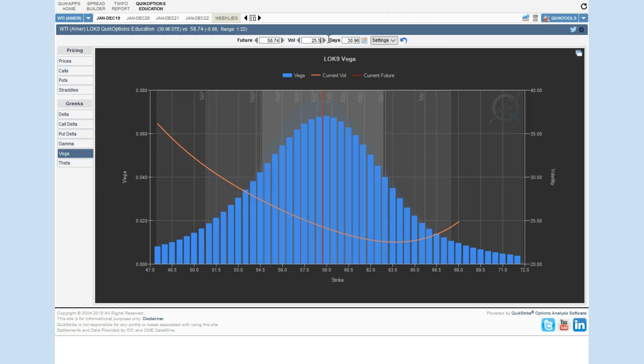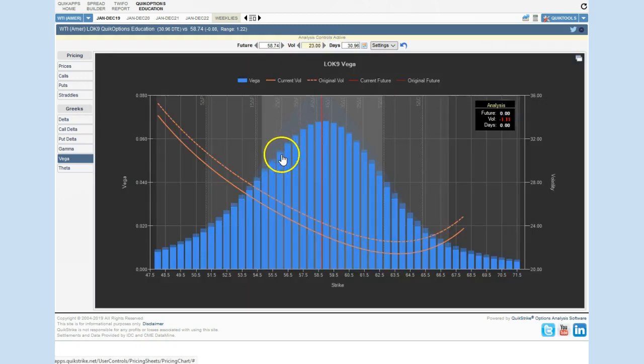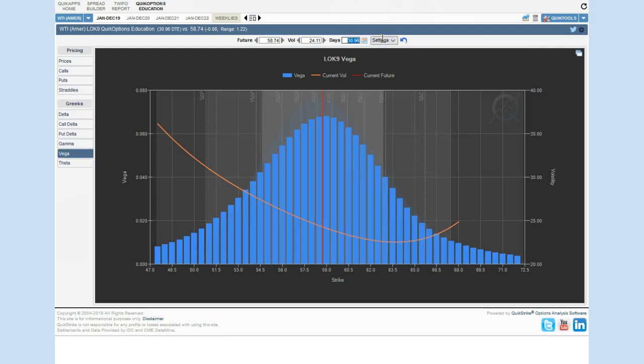So let's jump the volatility up to 25.5, and we're going to see a little bit of an increase across the board in our Vega. And let's knock this back down to 23, and we should see the opposite effect. We get a little bit less everywhere. Okay, and resetting this, let's move the days forward.